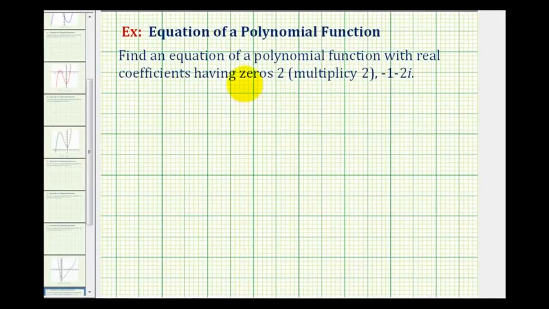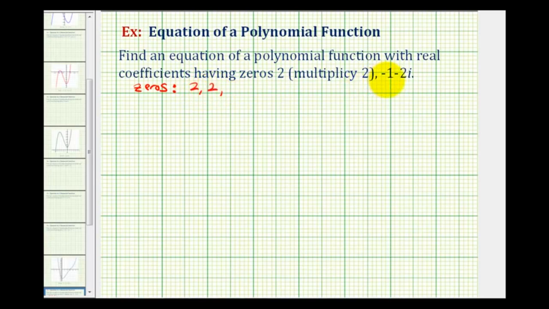We want to find an equation of a polynomial function with real coefficients having zeros 2 with multiplicity 2 and -1 minus 2i. So there are a couple things you need to be aware of here. First, if the zero of 2 has a multiplicity of 2, that means it's a double zero. So if we were going to list the zeros, we could list 2 twice.